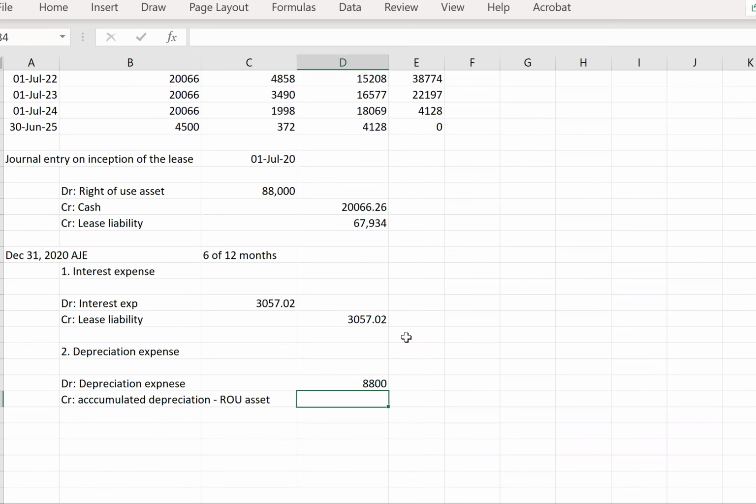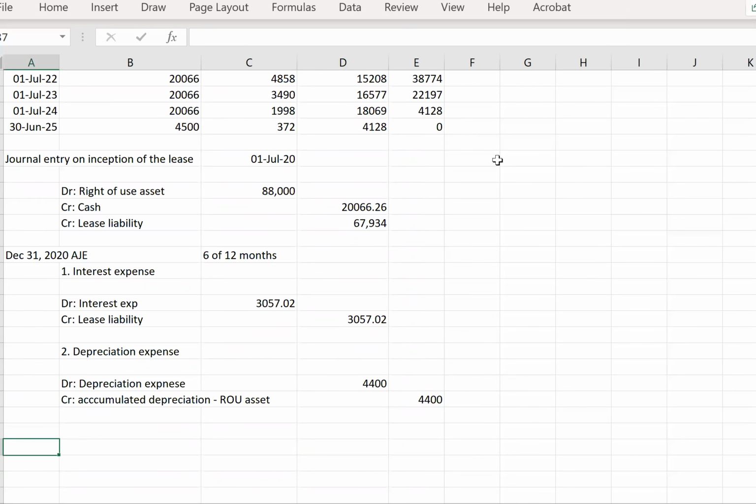Okay, so that's the amount that we would record, but we still only have 6 of 12 months. So this amount is going to be the right amount times 6 over 12. And so we're only going to have 4,400 because we've only got those 6 months.